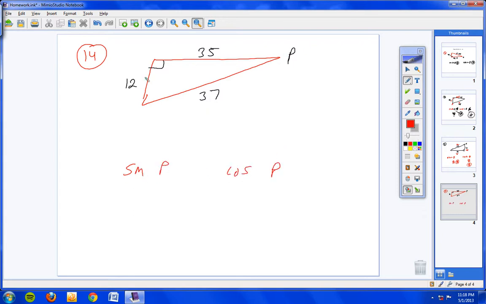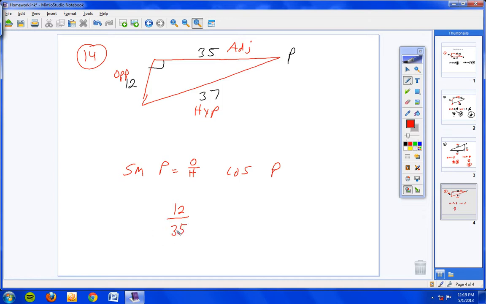Put your pencil on p and go straight across. We call this our opposite side. Here's your right angle. Go straight across. This is your hypotenuse. So the other side is your adjacent side. Now, how do you find the sine of an angle? Well, we say opposite over hypotenuse. So that would be 12 over 35.